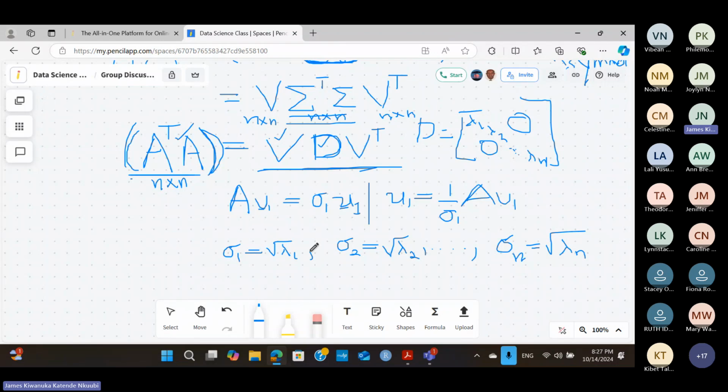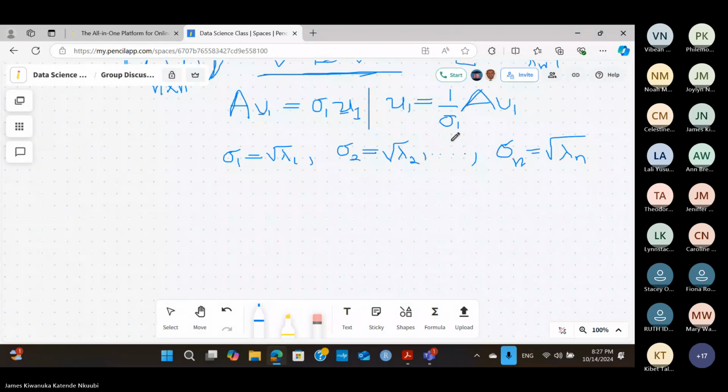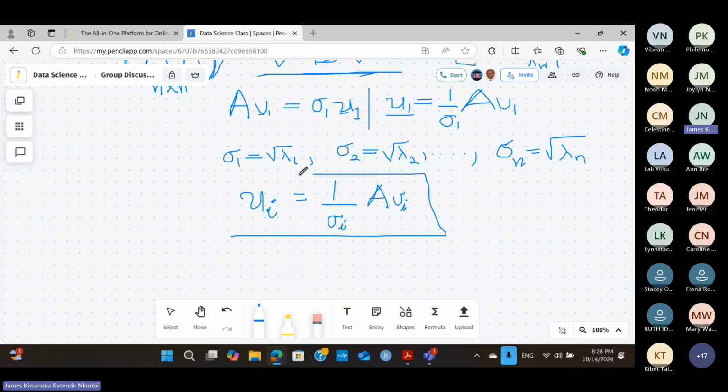And then in general, if I want to get any of these left singular vectors, u_i, the ith one will simply be 1 over the ith singular value, sigma i, then A multiplied by the ith right singular vector, v_i, like that. So this will give me all the vectors for u_i.